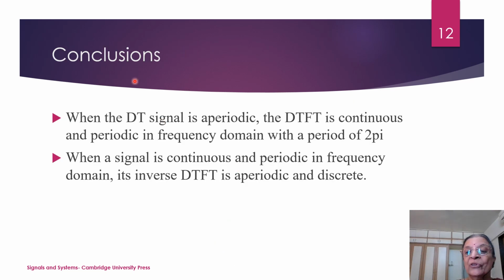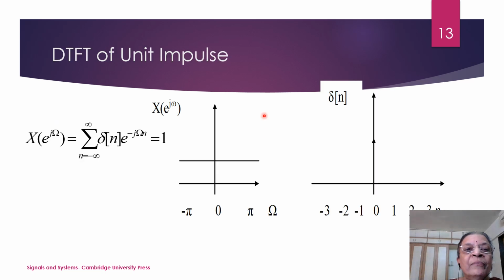Now, what is the conclusion that we can draw from this? When the DT signal is aperiodic, the discrete time Fourier transform is continuous and is periodic in frequency with period equal to 2 pi. And when the signal is continuous and periodic in frequency domain, its inverse discrete time Fourier transform is aperiodic and discrete. So vice versa is also true.